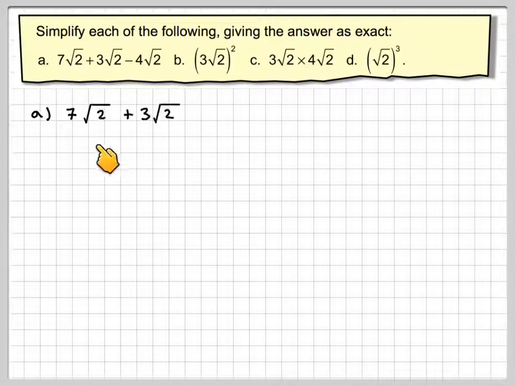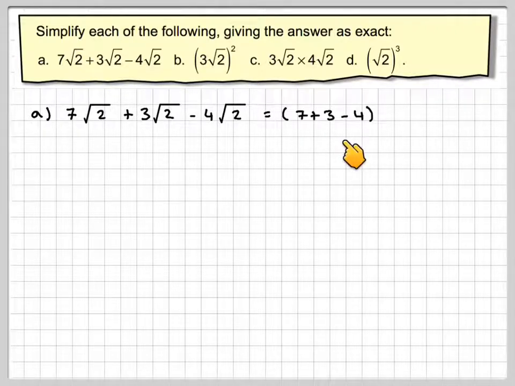Okay, so if we want to do 7 root 2 plus 3 root 2 minus 4 root 2, what we've got to do is think of this like algebra, like 7a plus 3a minus 4a. So what we have to do is 7 plus 3 minus 4, times root 2. 7 plus 3 is 10, minus 4 makes that 6 root 2. Now the fact that we don't write in the multiplication sign means 6 root 2 is 6 times root 2.